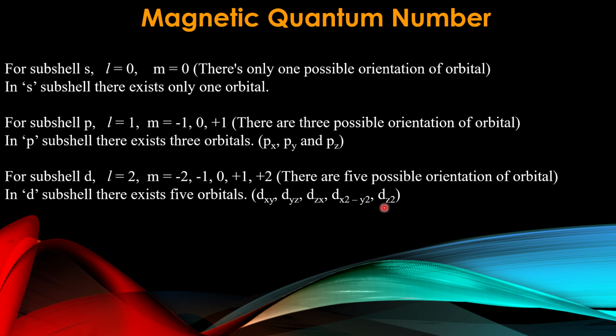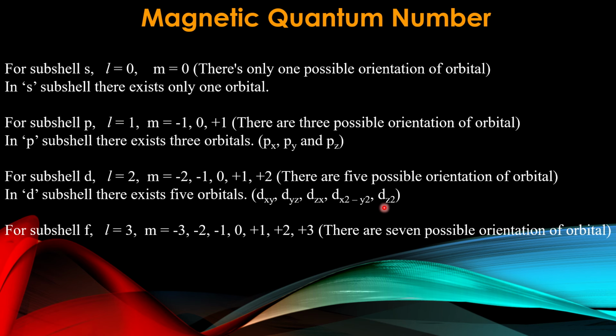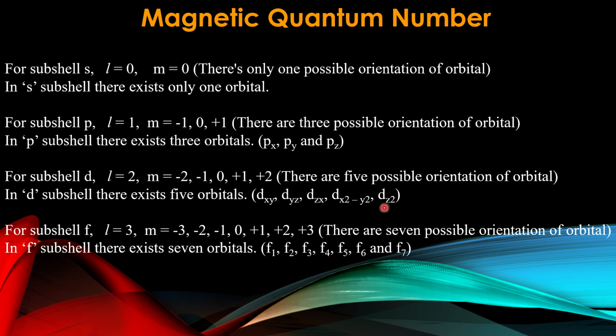In the same way, for subshell f, l equal what? l equal 3. So, m equal minus 3 to plus 3. That means minus 3, minus 2, minus 1, 0, plus 1, plus 2, plus 3. There are 7 possible orientations of the orbital, and in the f subshell, there exist 7 orbitals.